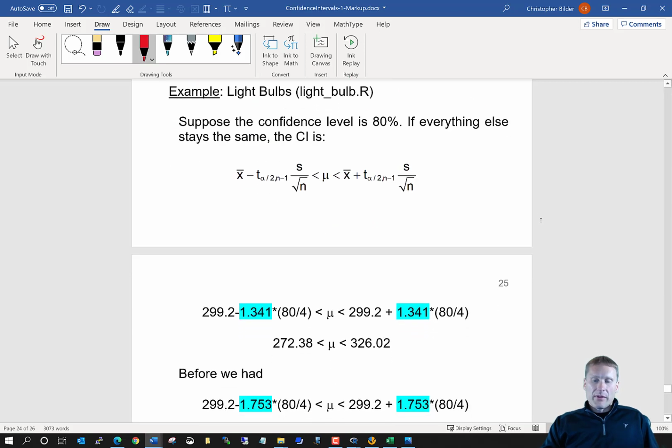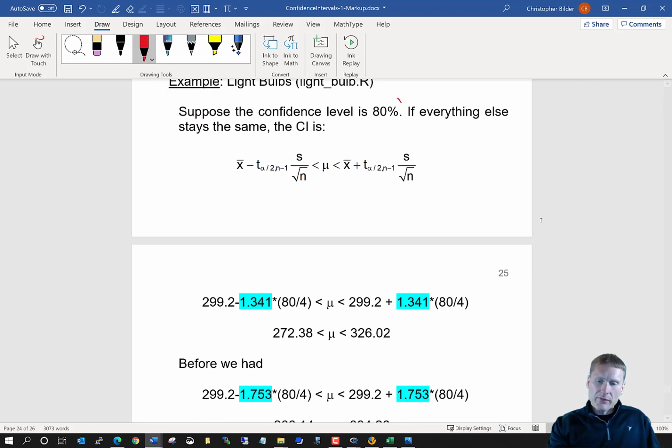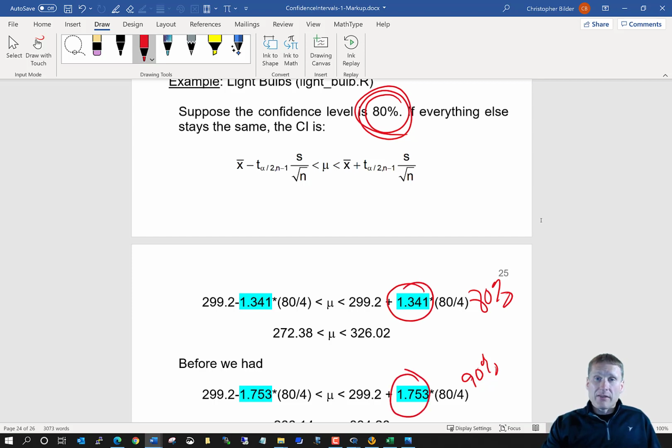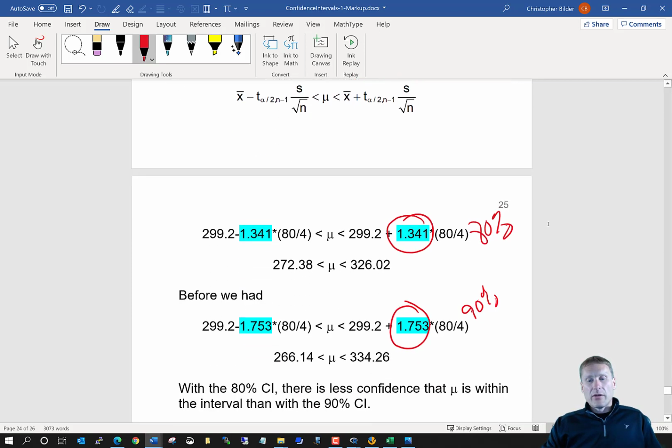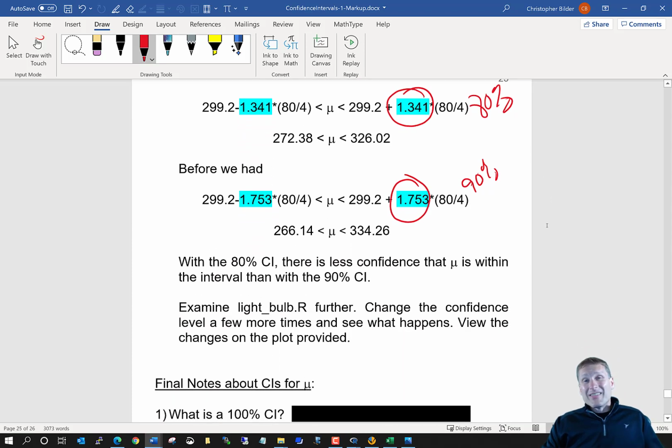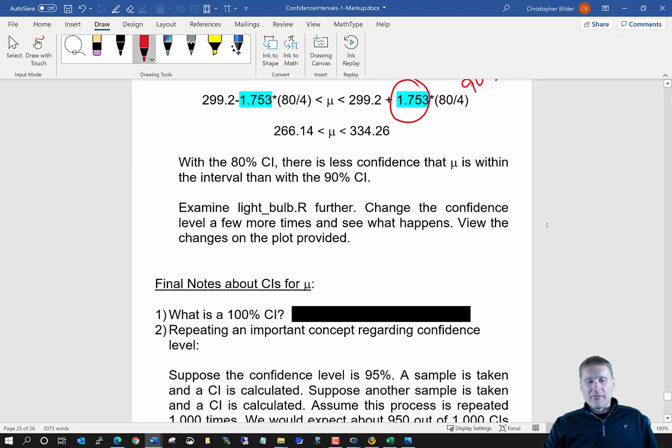So let's say, for example, with the light bulb example, I went from a 95% interval to an 80% interval instead. Or actually, I think before I was dealing with a 90% interval. So before this was 90%, this is now 80%. And look at how this value for the t-distribution has now decreased. And that causes the interval to be shorter in length. But the problem is, now I'm less confident. So again, examine this lightbulb.r program further so that you get a better feel for what happens in these kinds of situations.